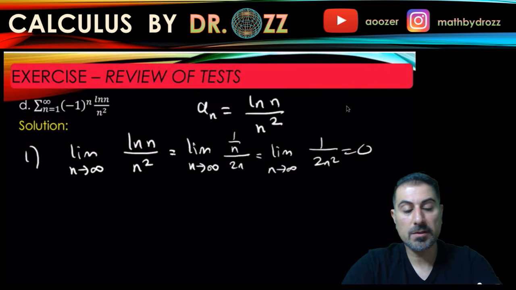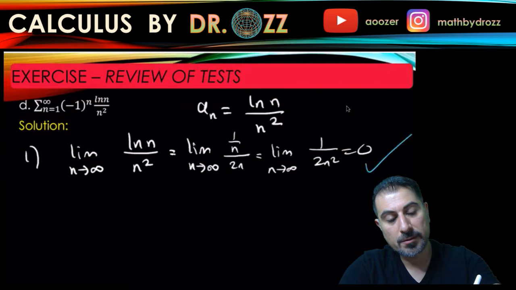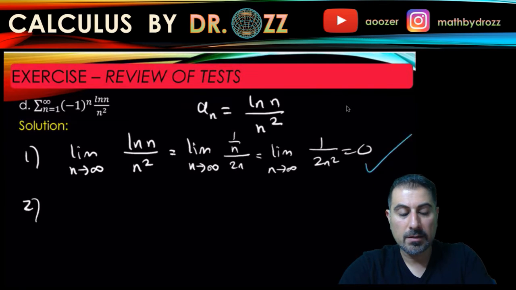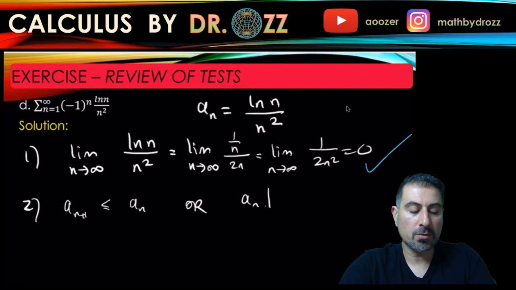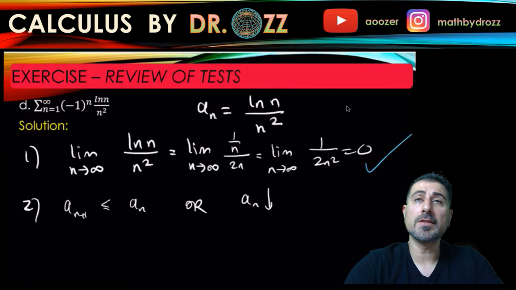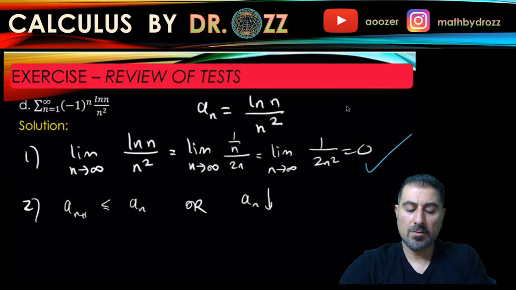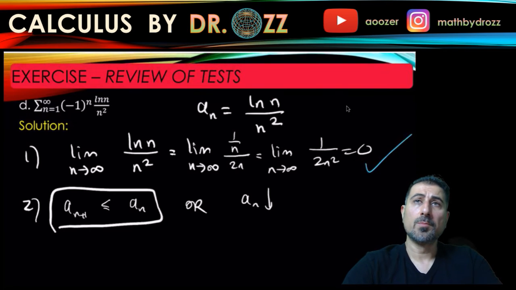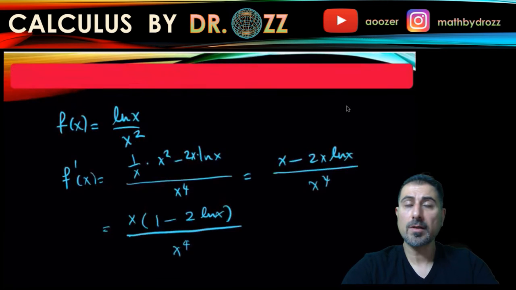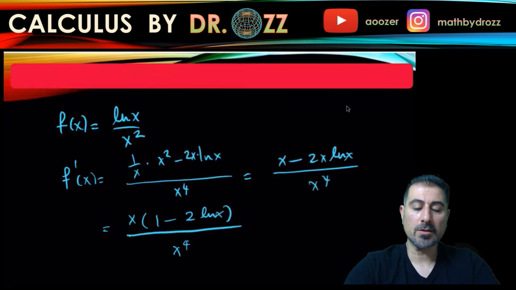It's good. First condition, check mark for the alternating series test, right? Second condition, you have to prove that a_(n+1) is less than or equal to a_n, or in general, you have to prove that a_n is not increasing. Going in this direction is harder, so there was an alternate way to prove that a_n is decreasing. You convert that into the f form. You just create a function like ln x over x squared, and then you look at the first derivative.